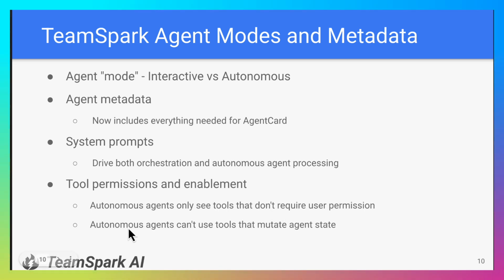And also, autonomous agents can't use tools that mutate agent state. So the autonomous agents don't have any state. They don't have any chat session context, and they can't mutate the agent state. So they can't create rules and references or delete rules and references or things like that. So we built in fine granularity tool permission, so we can basically turn off those tools that mutate agent state, so they're not presented to the autonomous agents.